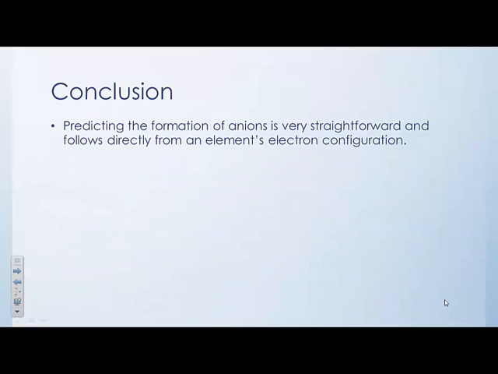So in conclusion, remember that we said that we can predict the charge of an anion based on its location on the periodic table and its desire to fill that p orbital and adopt a -1, -2, or -3 charge based on its location on the periodic table.